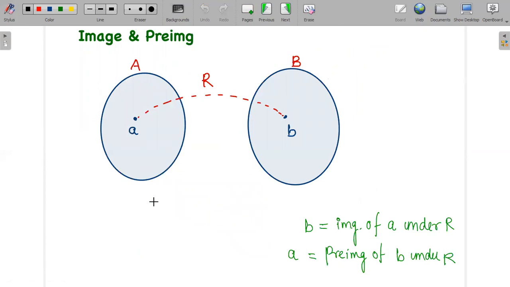Anyway, the next very important concept is image and pre-image. What is the concept of image and pre-image? Say we have two finite sets A and B. Element a from set A is participating in relation R with element small b from set B. Thus small b is said to be the image of element a from set A under that specific relation R. In a reverse way, small a is said to be the pre-image of element small b from set B under that rule R, or you may call it relation R.